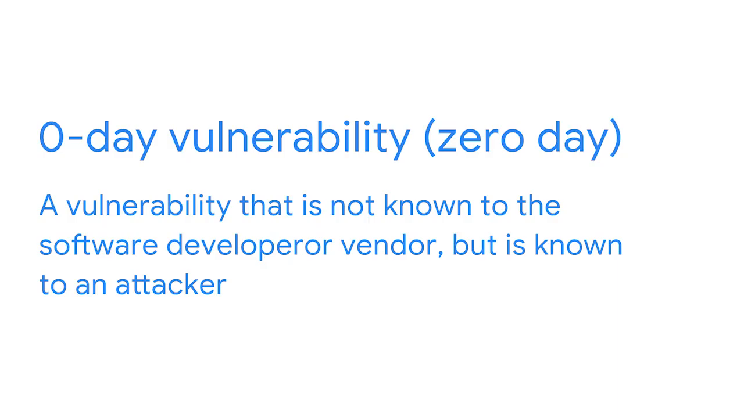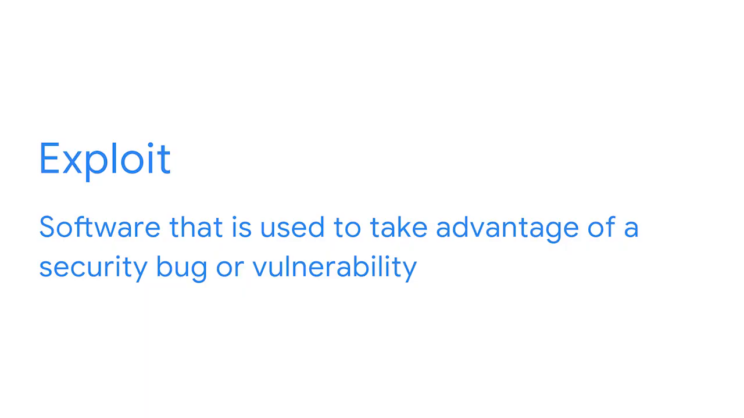There's a special type of vulnerability called a zero-day vulnerability, or zero-day for short, which is a vulnerability that is not known to the software developer or vendor, but is known to an attacker. The name refers to the amount of time the software vendor has had to react to and to fix the vulnerability, 0 days.